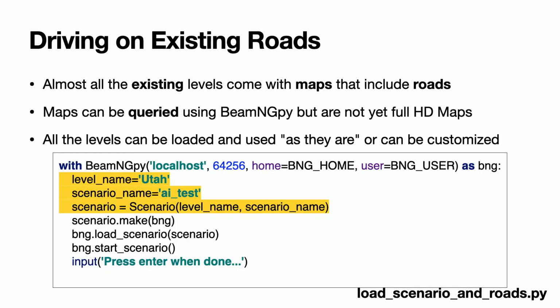And then what you have to do is, after you start BeamNG, you create a scenario. So there is a Scenario class in which you give the name of the level that you want to use, and the name of the scenario that you want to use. If the scenario is an existing one, it will be loaded. Otherwise, it will be created for you. At that point, you can make the scenario, meaning that the API is gonna create all the necessary files on your system to program the simulator. You load it, and then you start it.